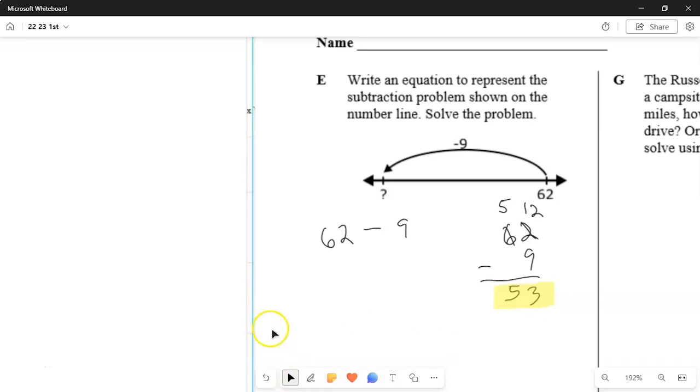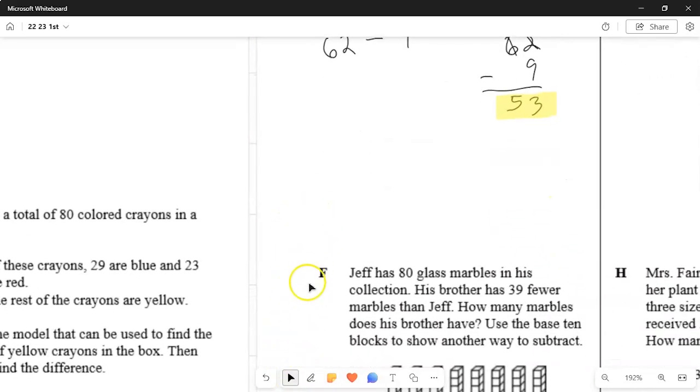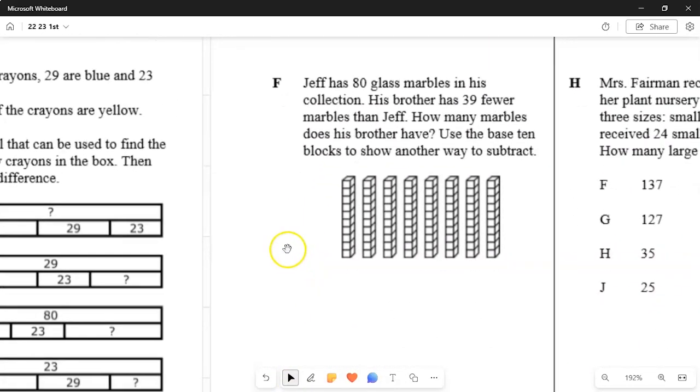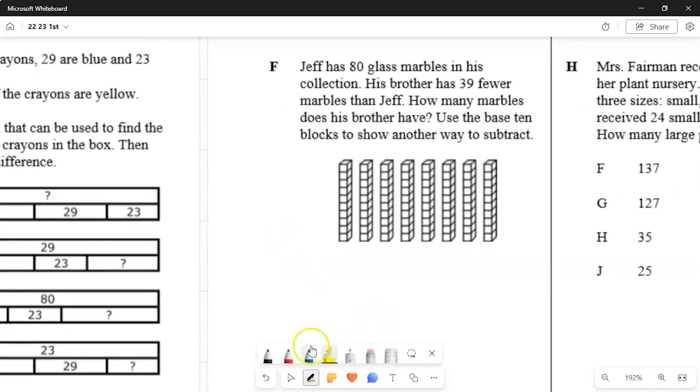Okay, we'll go ahead and look at problem F. Okay, problem F says, okay, Jeff has 80 glass marbles in his collection. His brother has 39 fewer marbles than Jeff. How many marbles does his brother have? Use the base 10 blocks to show another way to subtract. On this one right here, it's got the actual base 10 blocks there, or the picture of an actual base 10 block.